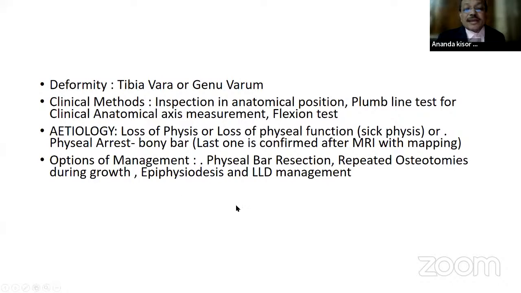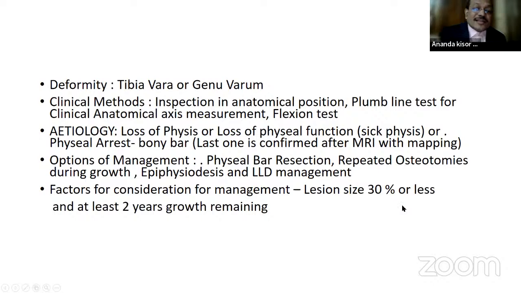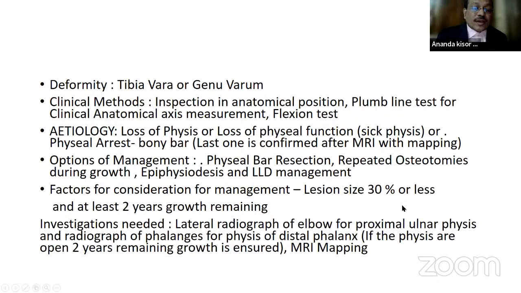Now, the options for management are physeal bar resection, repeated osteotomies during growth, epiphysiodesis, that means growth modulation, and limb length discrepancy measurement. Now, factors for consideration in management are lesion size, whether it is 30 percent or less, and at least 2 years growth remaining. Investigation needed is a lateral radiograph of the elbow for the proximal ulnar physis, and a radiograph of the phalanges for the physis of the distal phalanx. If these physes are open, that means 2 years of remaining growth is ensured.